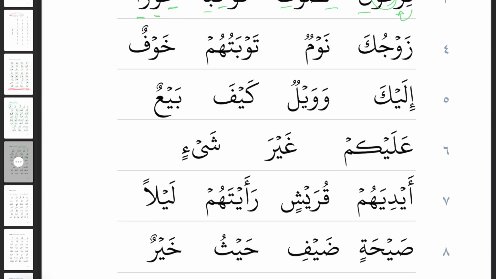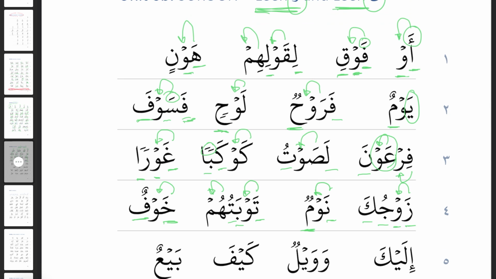Line 4, za, joining to the waw. Zau, ju, ka. The noon with the fatha joining to the waw. Now, mun. Ta joining to the waw. Tau, ba, tu, hum. Ha joining to the waw. How, fun.